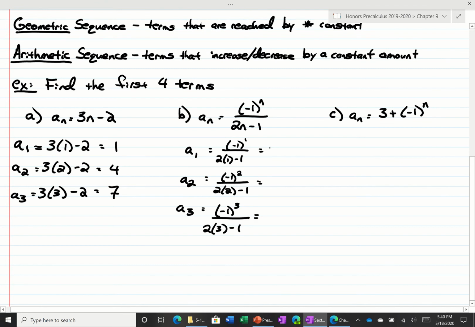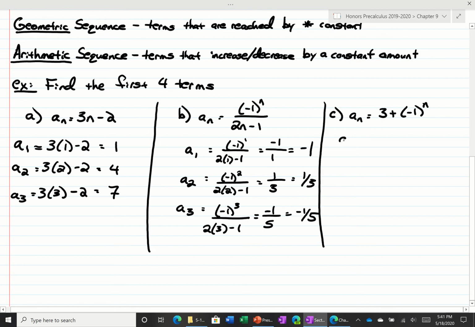So negative 1 over 2 minus 1 is 1. Negative 1 is the first term. 1 over 4 minus 1 is 3. So 1/3 is the second term. Negative 1 over 6 minus 1 is 5. So negative 1/5 would be the third term.